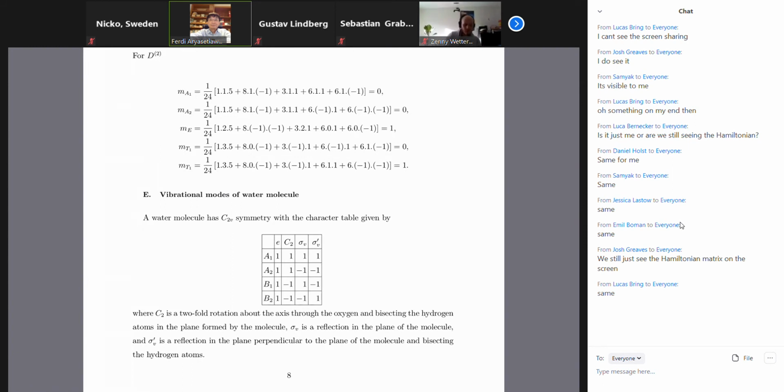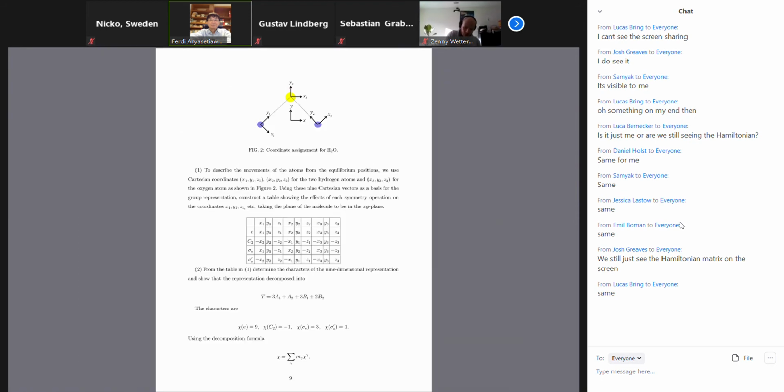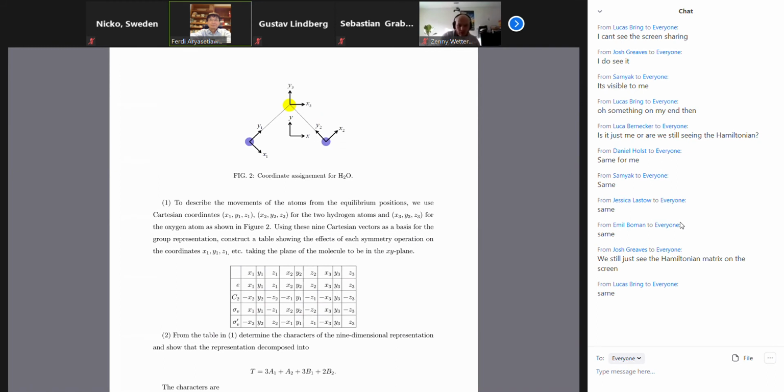Yes, so we are supposed to work out the vibrational modes of the water molecule. So we are given the character table. It's relatively simple because the representations are all one-dimensional. And we are given the coordinate system here. So this is a particular choice of coordinate systems.